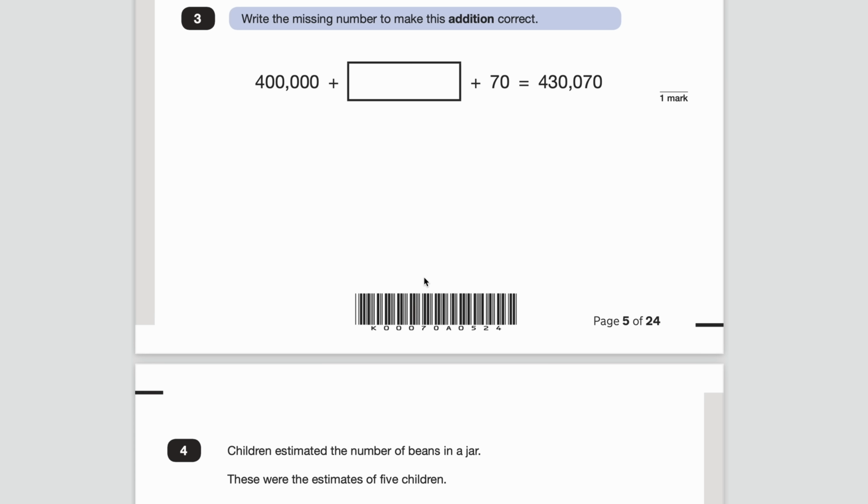Number 3, write the missing number to make this addition correct. And if you look at this, this is actually partitioning. We have 400,000 here, plus something, plus 70 equals this number here, 430,070. The reason I say it's partitioning is if you actually look, we have 400,000 here. That's that number there. We have 70. There it is. The only thing we've got missing is the tens of thousands. And in this case, we've got 3 of them. So that's 3 lots of 10,000, which is 30,000.